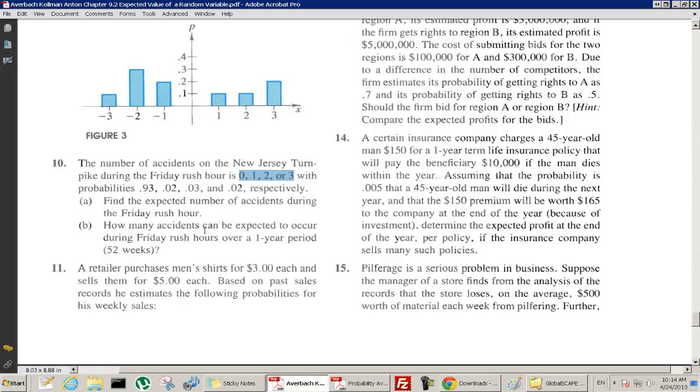Okay? How many accidents can be expected to occur during Friday rush hours over a 1-year period? So over 52 weeks. So then what do you do? You've already calculated the expected value from here, and that's for one Friday rush hour. So over 52 Fridays, it's going to be 52 times that.